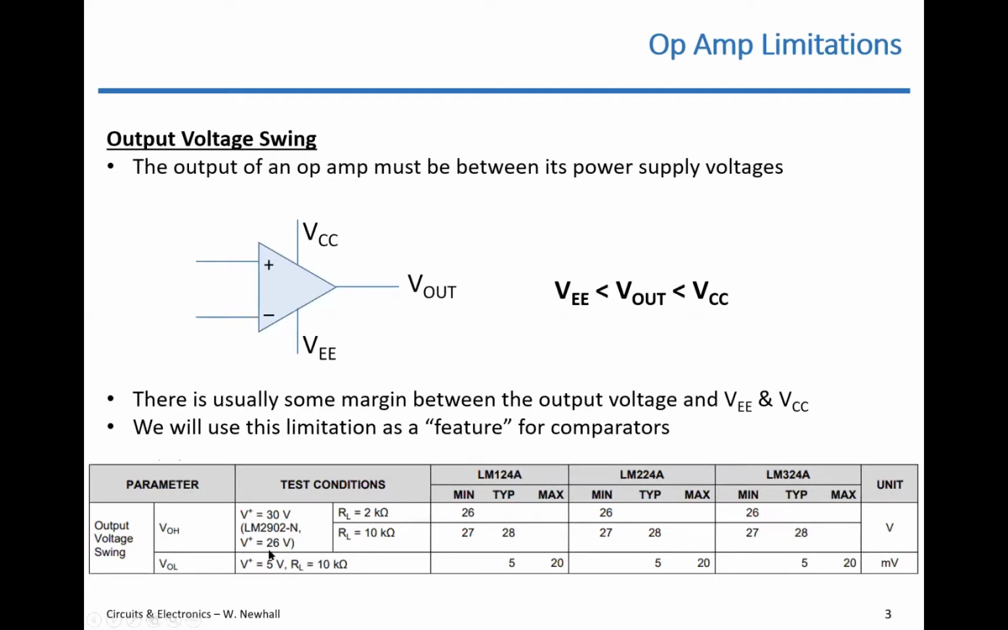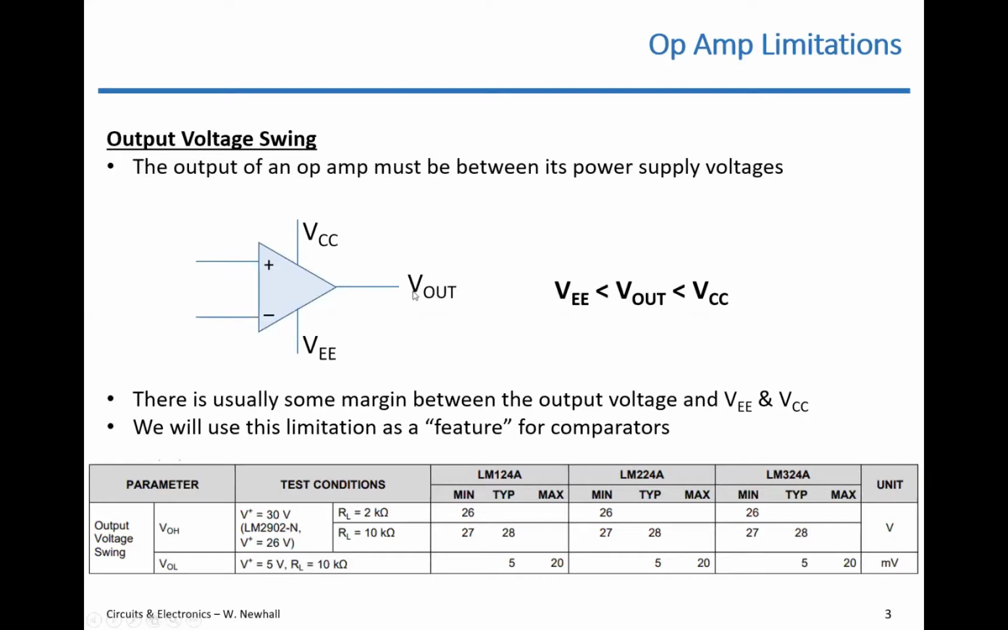And so at the low end, VOL, you can actually get all the way down toward near ground. So presumably, and the manufacturer doesn't list it, but you could get really close to VEE, even if it were a negative voltage. Okay, so we'd have to dig deeper into the data sheet to figure that out. Okay, so that's an example of output voltage swing, something we're going to use as a feature.